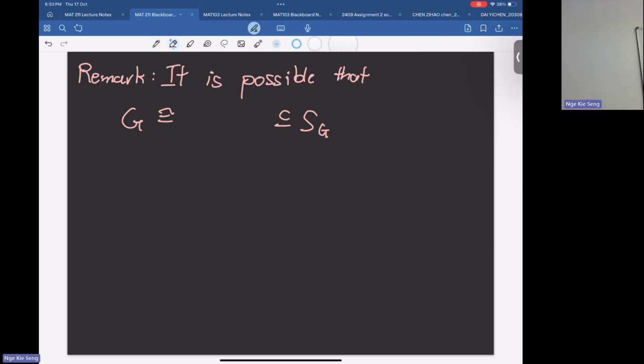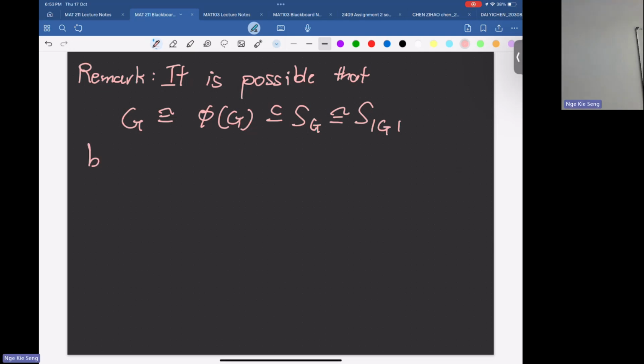How about phi of G, which is living inside SG, but this SG is x to the number of group elements. But at the same time, this phi of G, G prime, could be isomorphic to something else, such that this G prime lives in a smaller Sn. Let me give you an example.